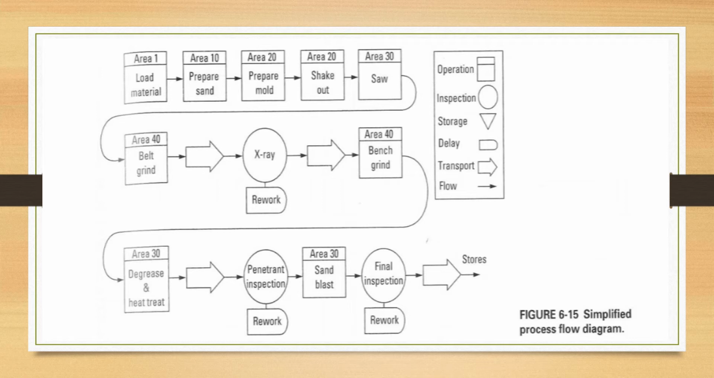Then all the parts are sent to sandblast for cleaning the surface, and final inspection is carried out, and the failed parts are sent for rework, and the good parts are approved, packed in the standard way, and then delivered to the customer. During this study, efforts were made to overcome the defects occurring during the sawing process, belt grinding, and the bench grinding process.